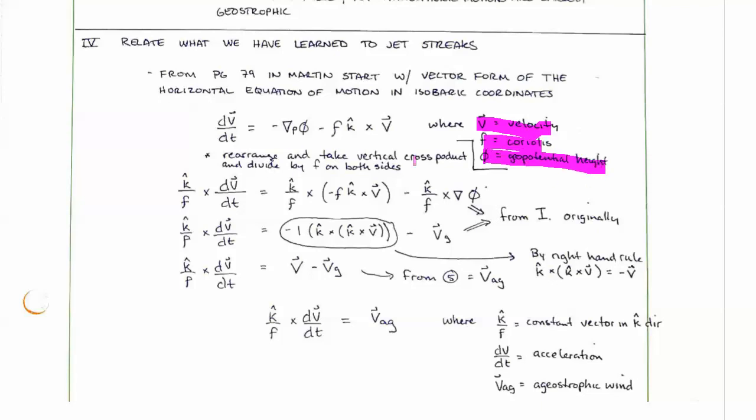So we rearrange and take the vertical cross product and divide by f. What does that mean? It means I just go k hat over f cross both sides of this equation. So I rearranged it a little bit.